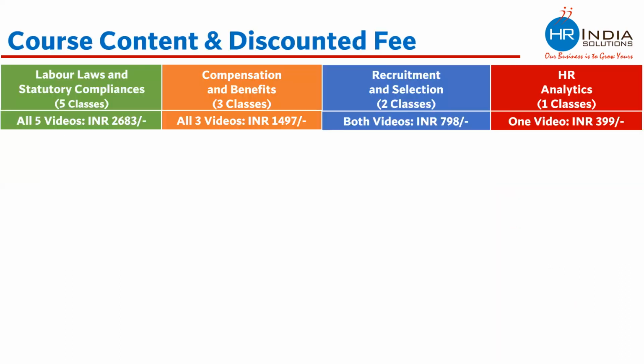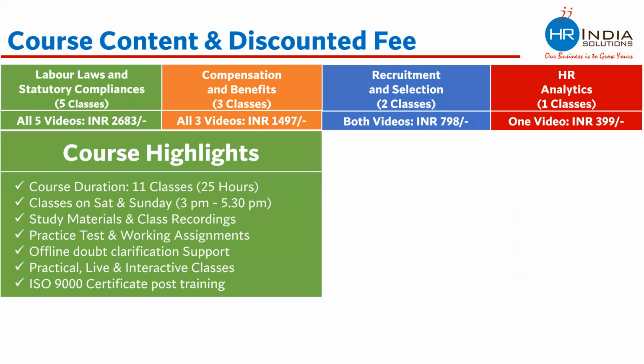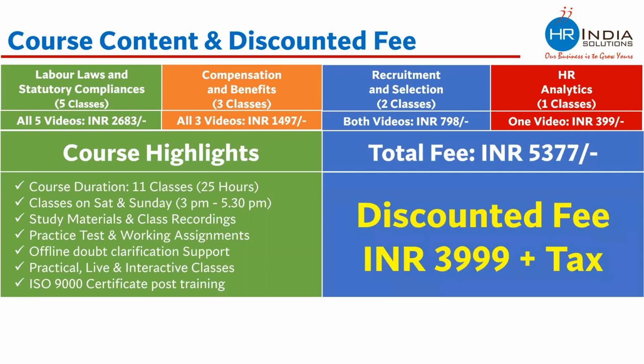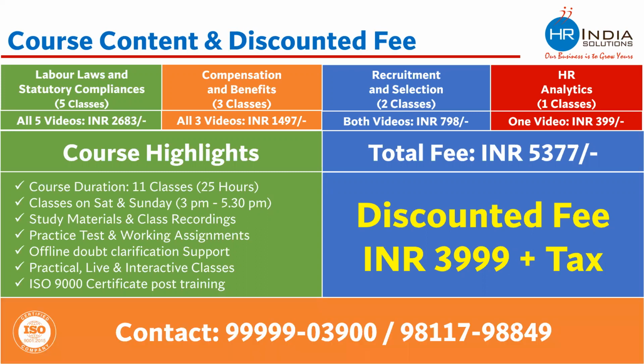This is the course, 4 modules. These are the course highlights which I have already discussed. If you add up the fee, it would come to 5377. The discounted fee for taking the entire course is 3999. These are my numbers, which I would be sharing through mail also.